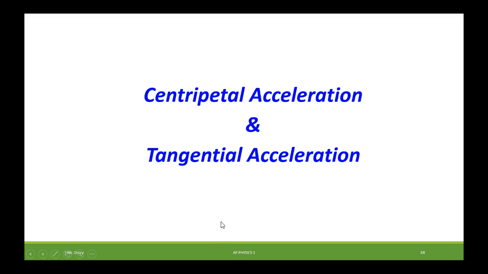Today I'll be talking about centripetal acceleration and tangential acceleration. Centripetal acceleration occurs when an object is moving in a circle, regardless of the change in speed of going around that circle. While tangential acceleration occurs when you're trying to speed up the speed of the object moving in this circle. In other words, you're speeding it up or slowing it down.